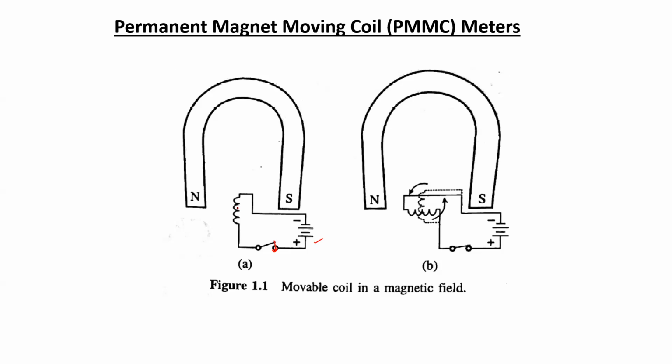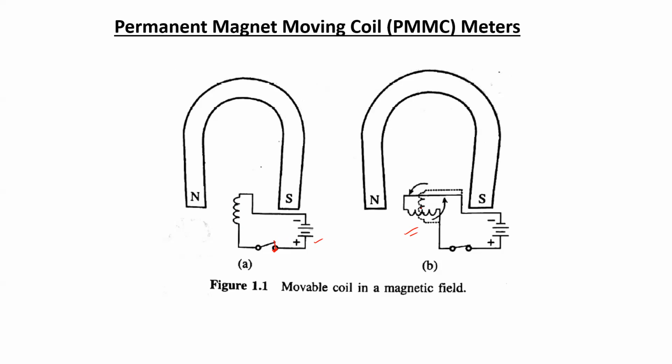Now, the direction of deflection will depend upon the direction of current flow and the direction of the magnetic field, and accordingly, the deflection will take place either in the anti-clockwise direction or in the clockwise direction. For example, let's say here the coil winding is done in such a way that the direction of current is such that it will have an anti-clockwise deflection, as indicated over here.